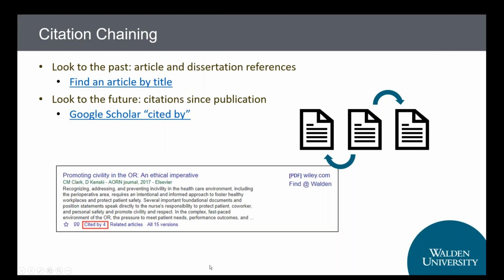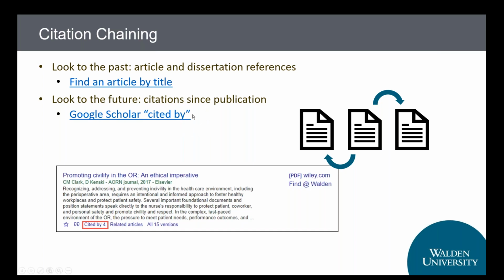Now, what I do want to focus on in Google Scholar is what we call citation chaining. You can always look to the past of any article, right? You can always citation chain from the references of a journal article. So you can look at a journal article, look at its references, and see all the older literature that influenced that research. And I have a link up here on how to find an article by title in the library if you find something in an article reference list.